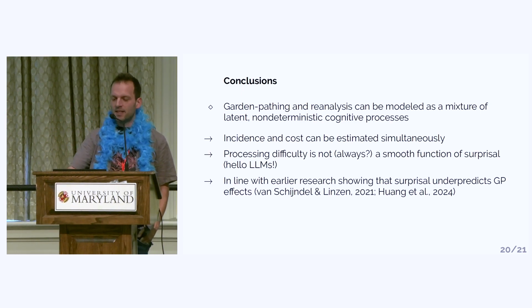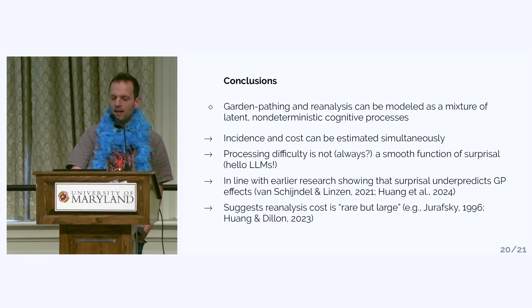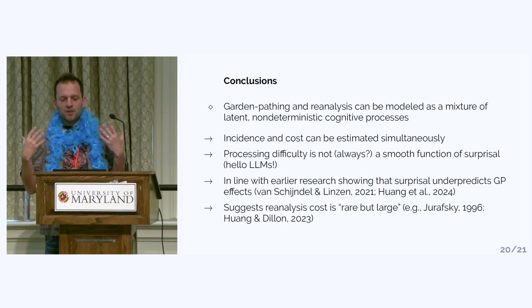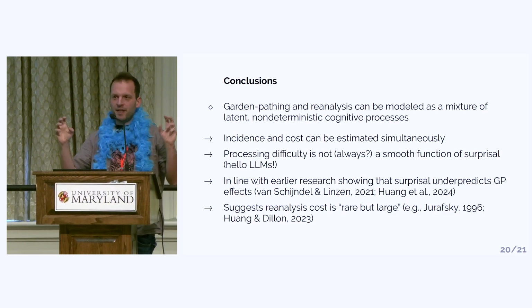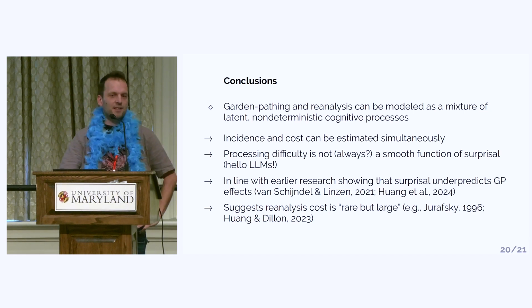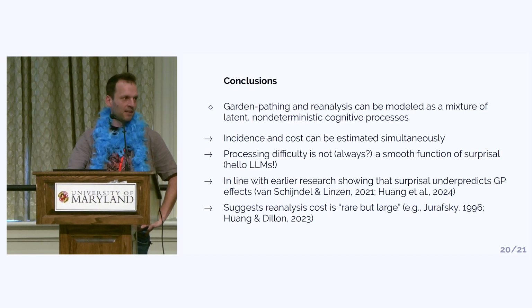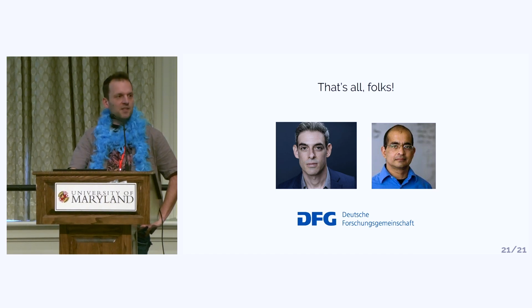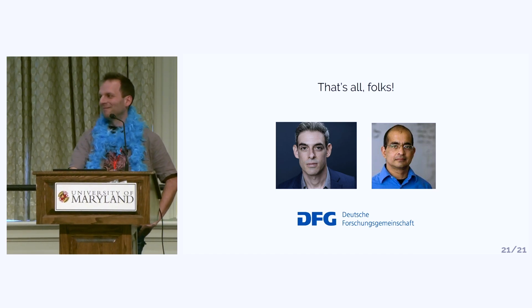Okay, and this is also in line with earlier research showing that surprisal underpredicts garden path effects. And in line with the proposal that reanalysis cost is a rare but large kind of thing. So it happens sometimes, but when it happens, it's costly, as has also been proposed in earlier work. And that's all. Thanks.